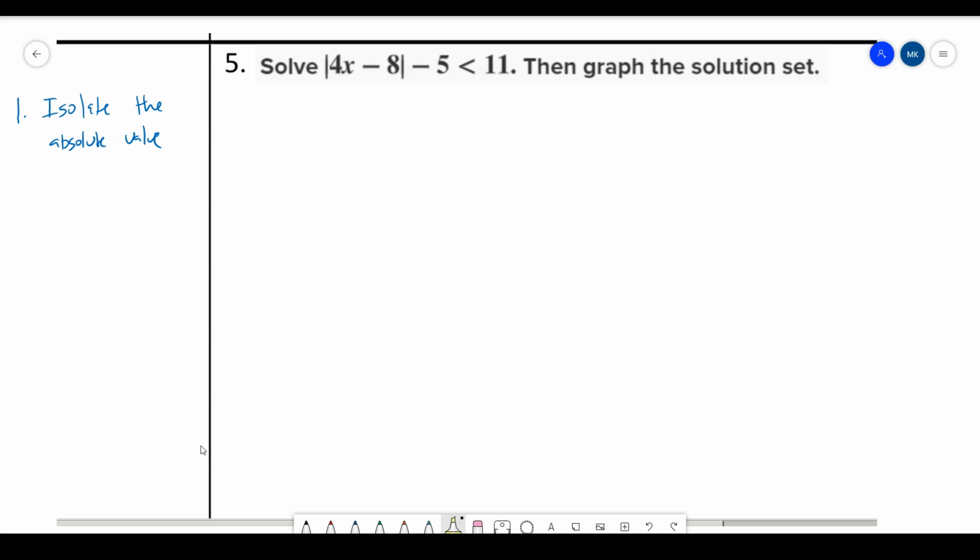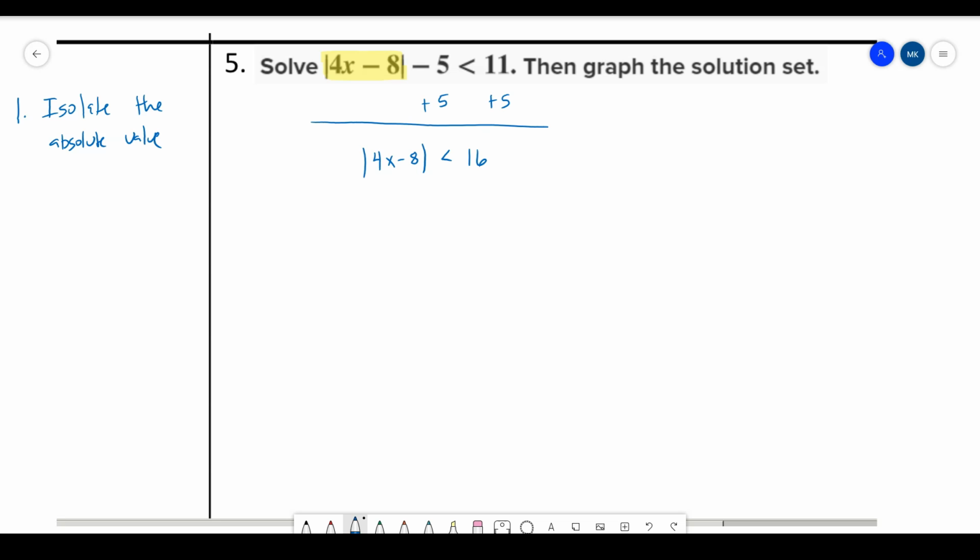So in this case, this guy right here, I've got the absolute value of 4x minus 8, and I'm just going to get that by itself. So pretty simple in this case. I'm just going to add 5. So I'm going to have the absolute value of 4x minus 8 is less than 16. And so we're already done.